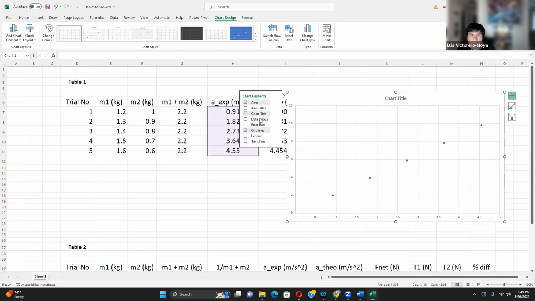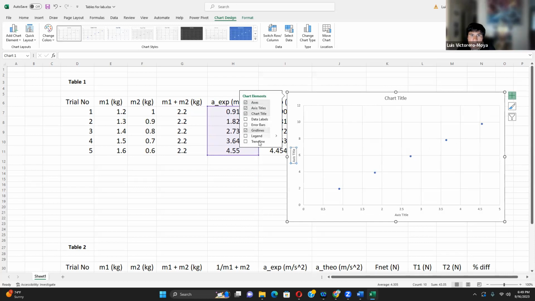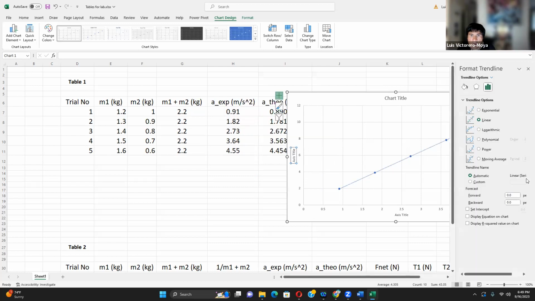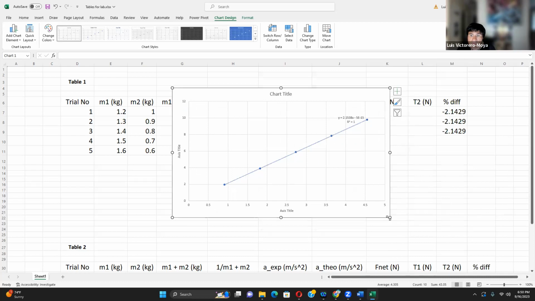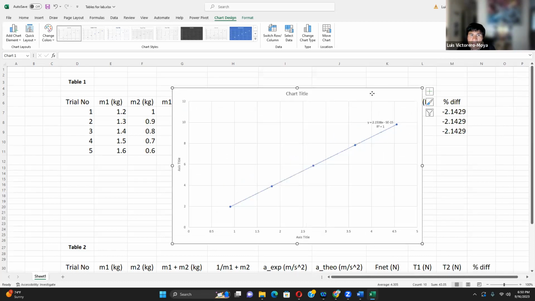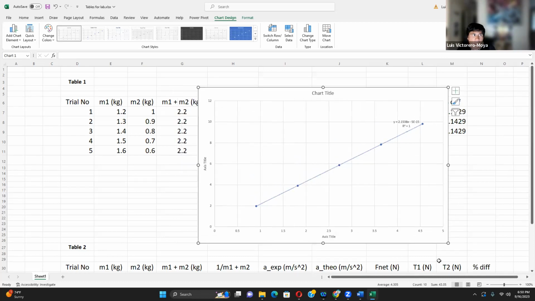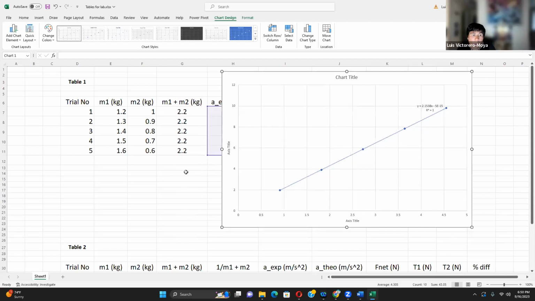So I will say you have to add axis titles, the trend line, you do it like this here, and then you do linear. More options to add the equation and R square value as the lab. So that's how it should look. So I'm pretty sure you can clearly tell what the slope should be. All right. So that's part one. It's pretty easy.